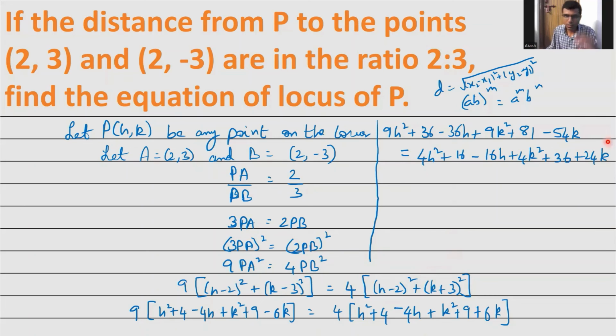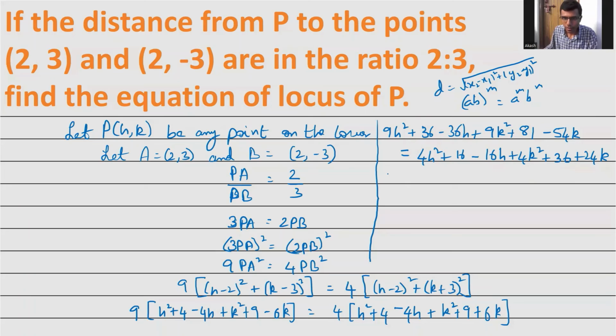Now you see, is there anything which could get cancelled? Yeah, 36 and 36 will get cancelled. And apart from that, I don't think anything else would go. Fine. Let's cancel it off. And now, get everything to the left side, after you have cancelled.